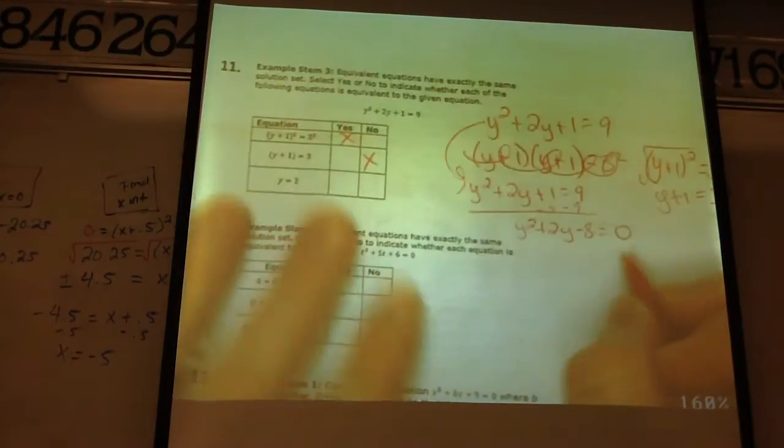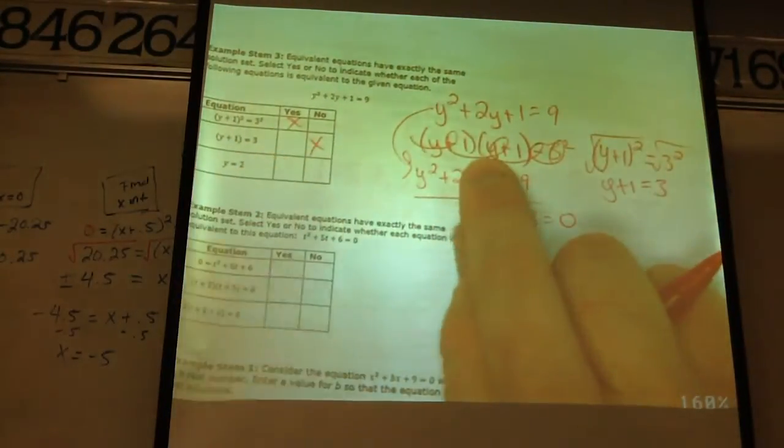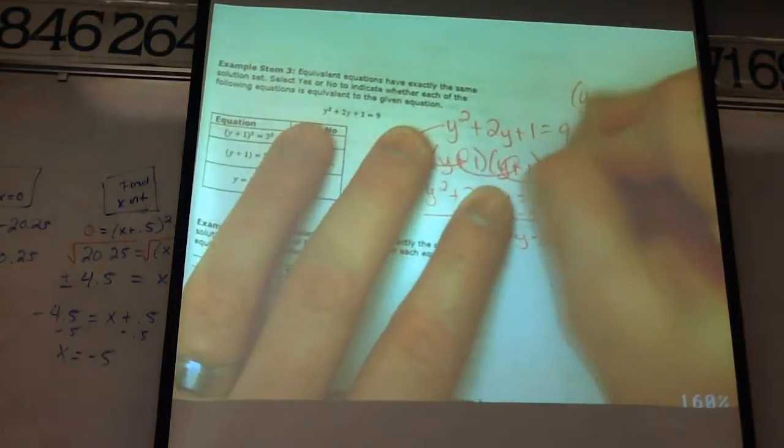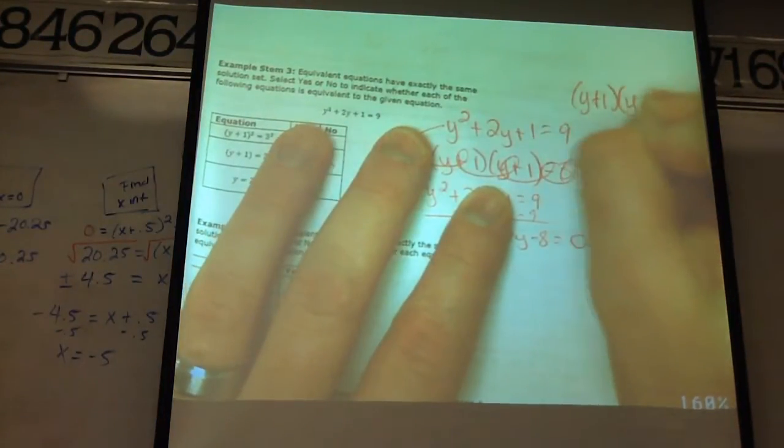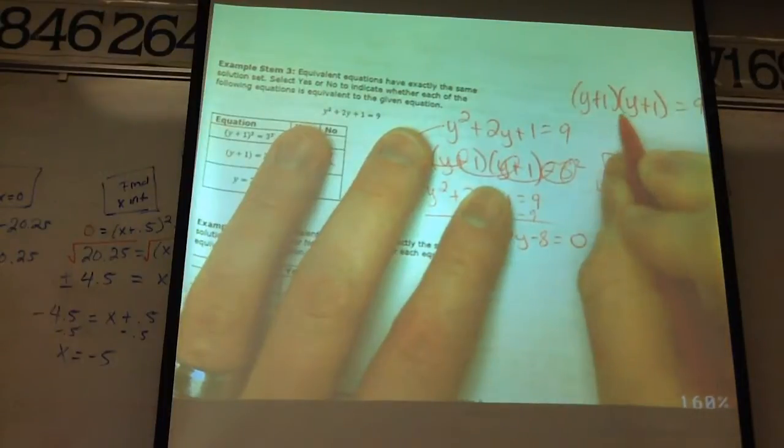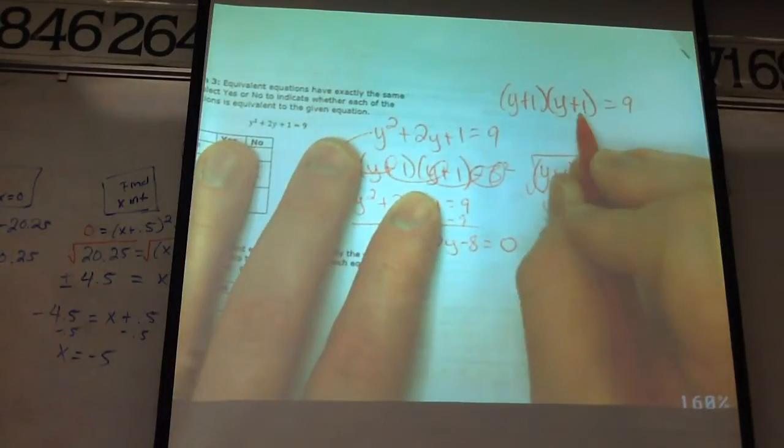If it's equal to anything else, you could factor it, but right here, if you get y plus 1 times y plus 1 equals 9, that doesn't mean that you can go y plus 1 equals 9 and y plus 1 equals 9.